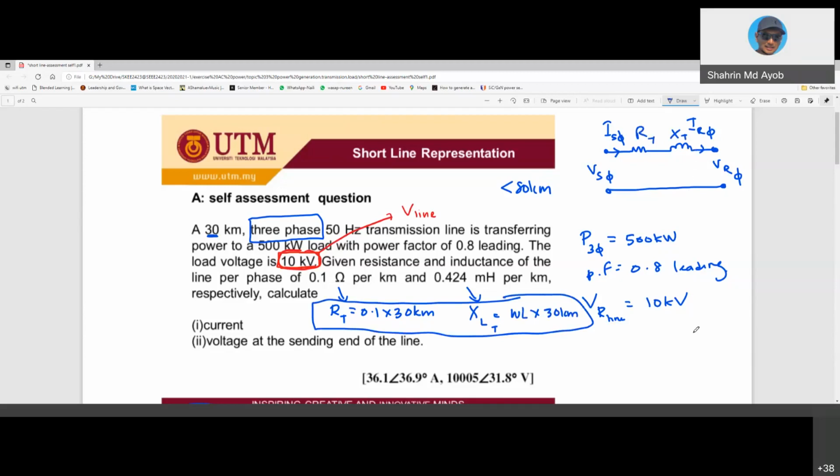The next step is to convert this into V phase. We know that for a Y connection, the V line equals square root 3 times V phase. So V phase is 10 kilovolts over square root 3.